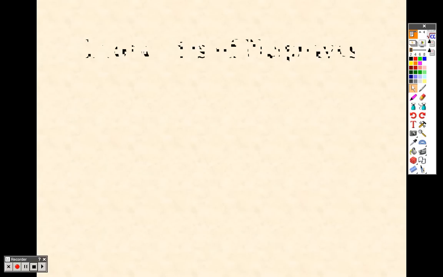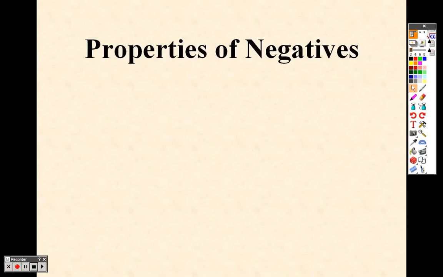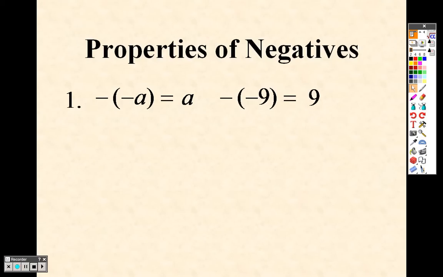Properties of negatives now. The first property, a negative times a negative will give you a positive. So negative 9, positive 9. Number 2, a negative a times b will give you a negative answer because it's one negative times a positive.